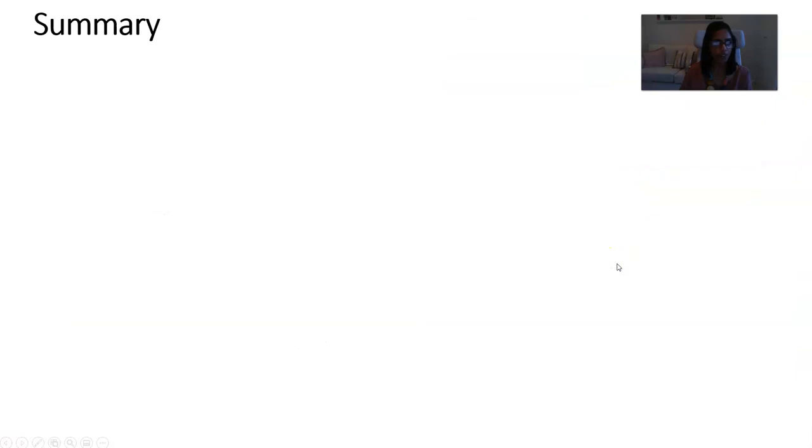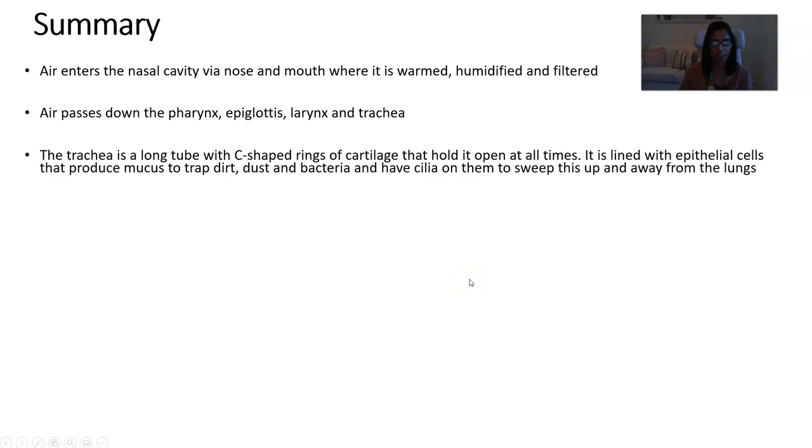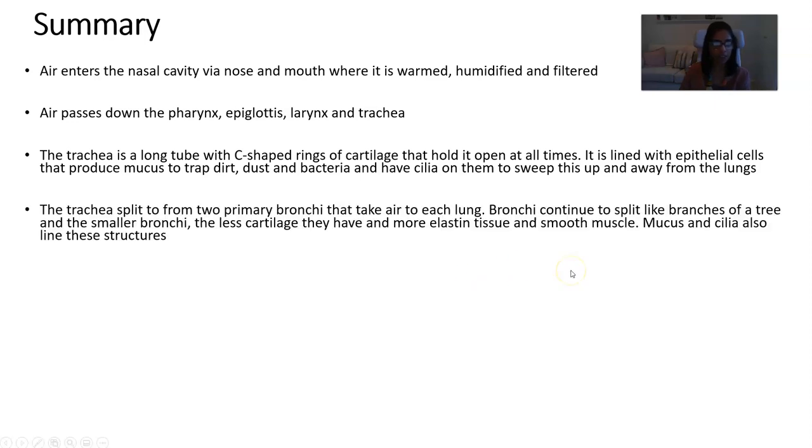Okay, so here's a summary of what we have learned so far in this lesson. Air will enter the nasal cavity via the nose and the mouth, where it becomes humidified and filtered. Air will pass down the pharynx, epiglottis, larynx, and then onto the trachea. And the trachea itself is held open by rings of C-shaped cartilage. It's also lined with epithelial tissue that produces mucus and has cilia to trap that dirt, dust and bacteria and sweep it away from the lungs.